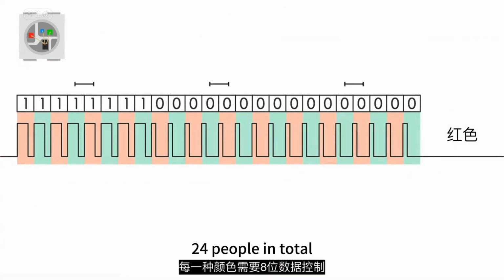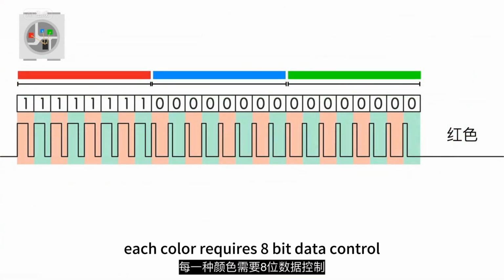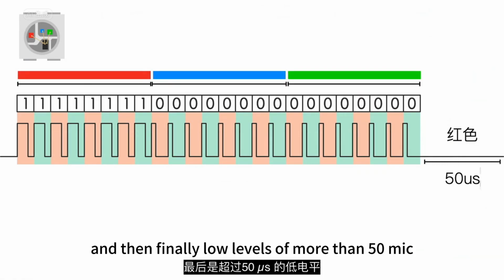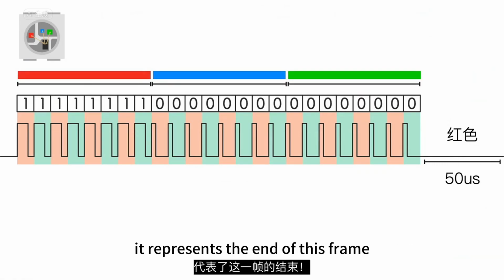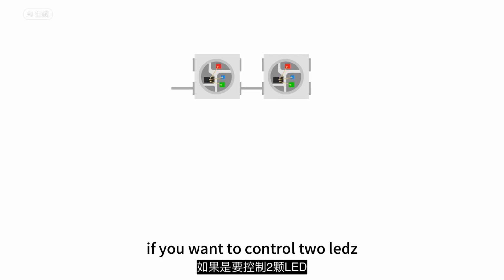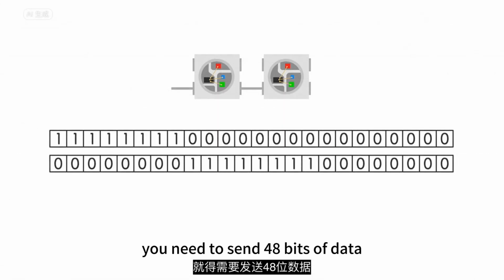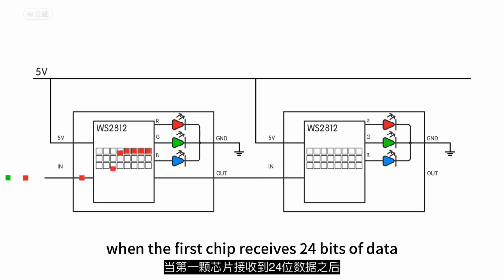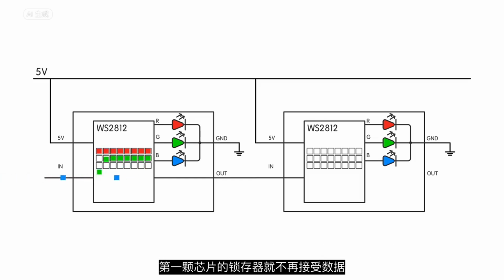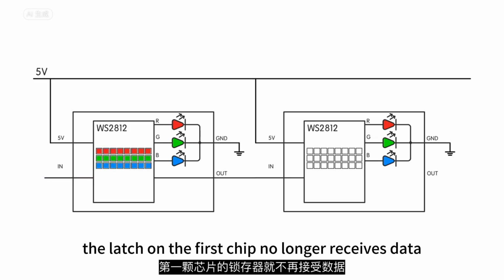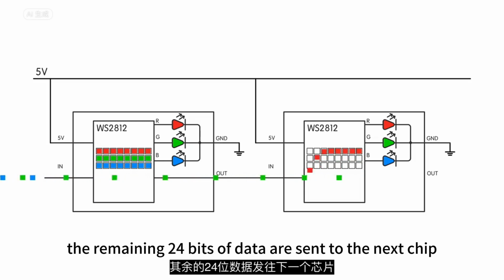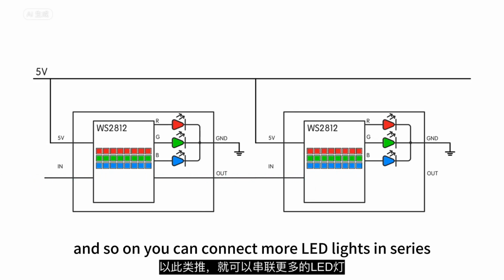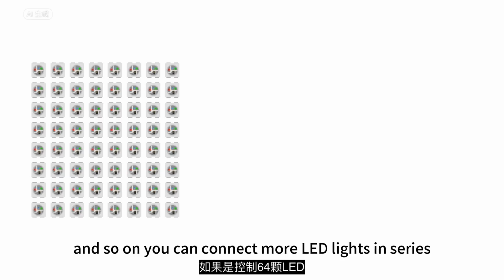24 bits in total. Each color requires 8-bit data control. And then finally, a low level of more than 50 microseconds represents the end of this frame. If you want to control 2 LEDs, you need to send 48 bits of data. When the first chip receives 24 bits of data, the latch on the first chip no longer receives data. The remaining 24 bits of data are sent to the next chip, and so on. You can connect more LED lights in series.